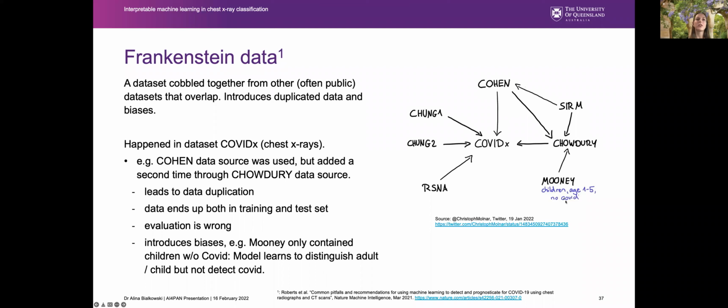And like I said before, those biases that are present, the model will learn to distinguish adults versus children, but not actually detect the disease that it should be detecting. So this is something that's been coined Frankenstein data by an actually quite good paper on COVID-19 detection: common pitfalls and recommendations for using machine learning to detect and prognosticate for COVID-19. That was published in March last year.